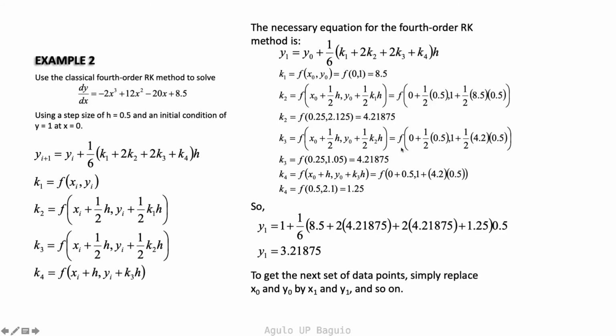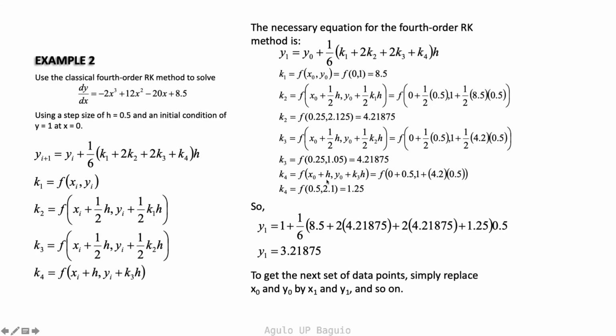Now that after determining k2, you put k2 here, and you solve for k3. k3 is given by f of 0 plus 1 half 0.5, 1 plus 1 half times k2, which is 4.2, times 0.5. And from there, you determine k3 to be equal to 4.21875. Once you know k3, you determine k4. Plug in k3 here, and you can get k4 by using this equation.